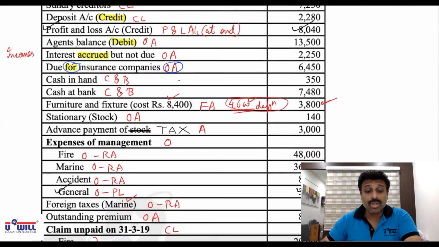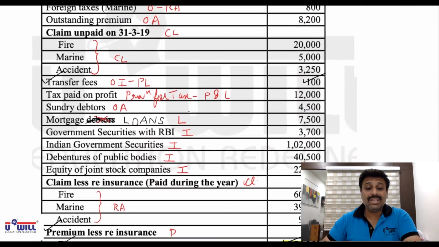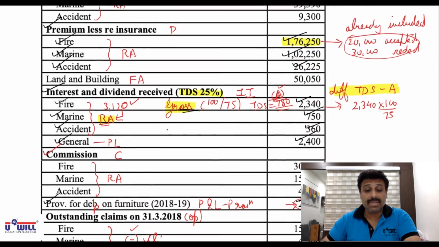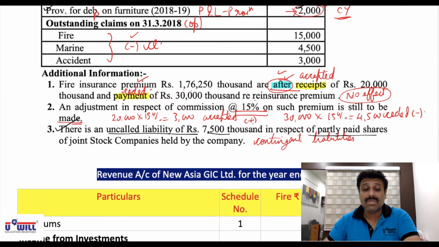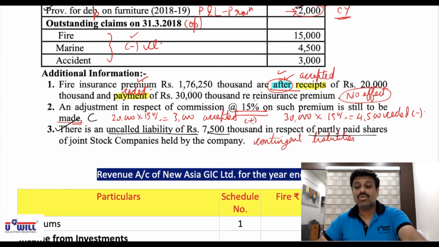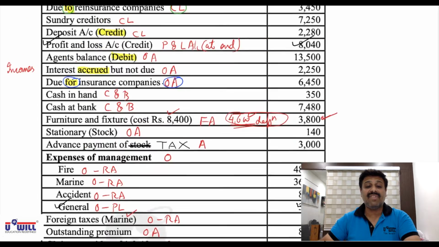first. Throughout the question, no other item is marked as P other than premium less reinsurance. And in adjustments also, no other item is marked as P. Okay, this is in commission, where we have to plus and minus. So no other item is marked as P. We can take that fire fund.